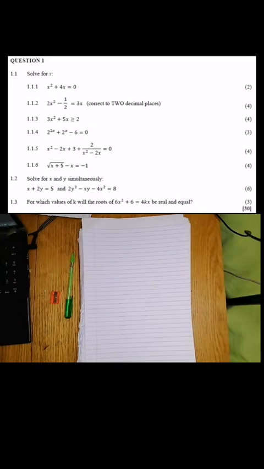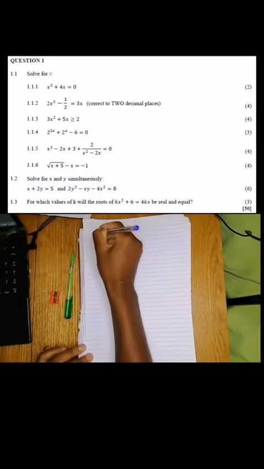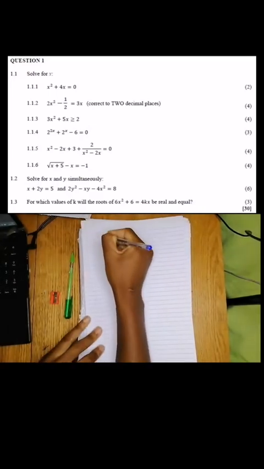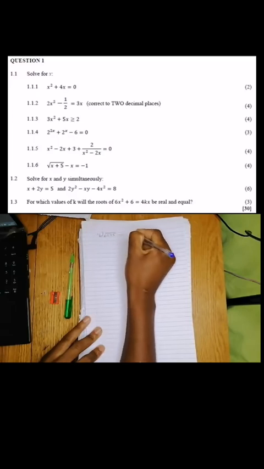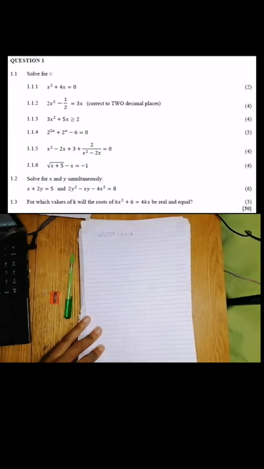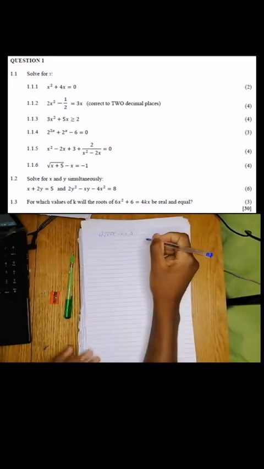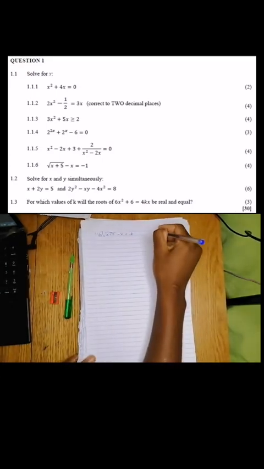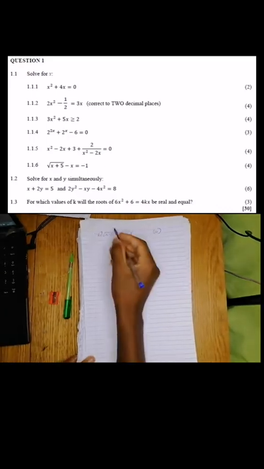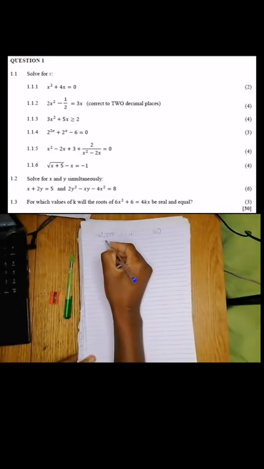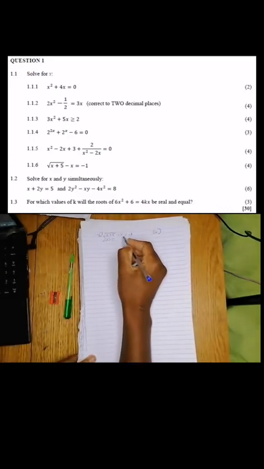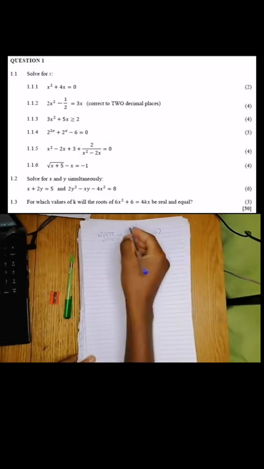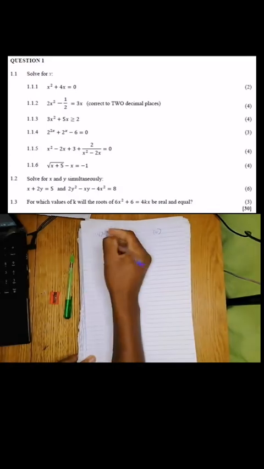So guys, we'll be doing 1.1.6, which we have root of x plus 5 minus x is equals to negative 1. So now we have a question that needs squaring both sides, right? Which weighs like 4 marks. So in this case, we're gonna have root of x plus 5, transpose negative x to the right hand side, which becomes positive x minus 1. Square both sides.